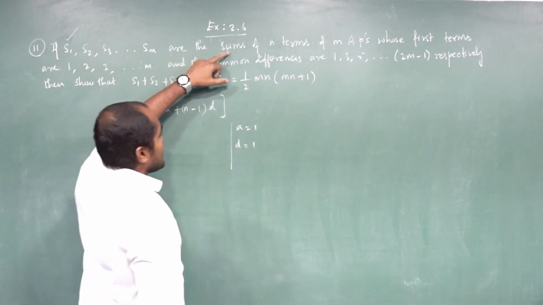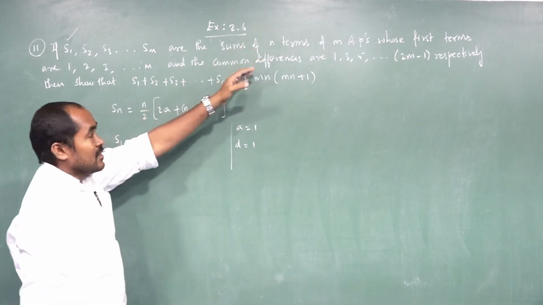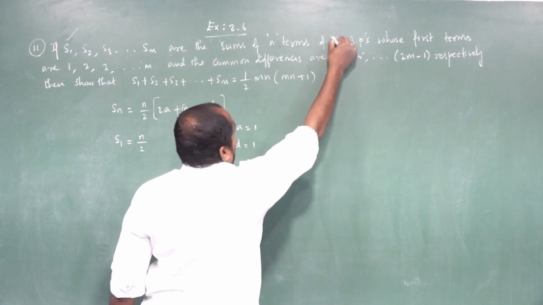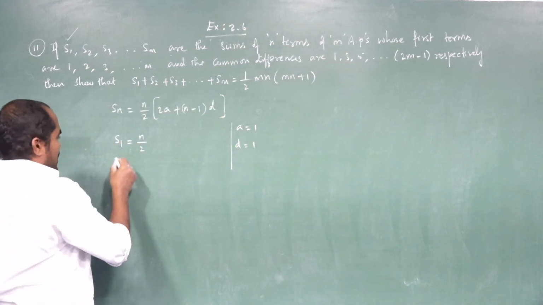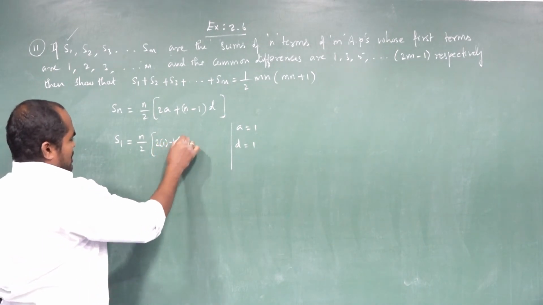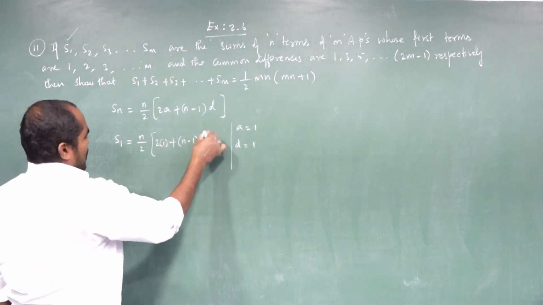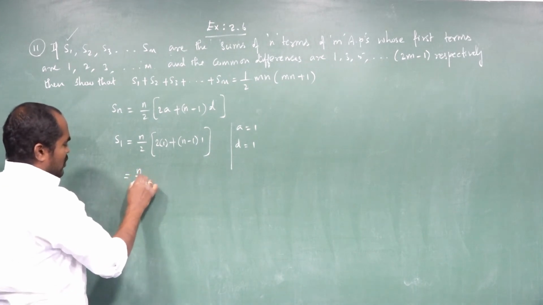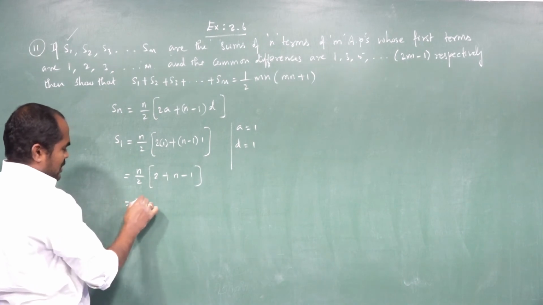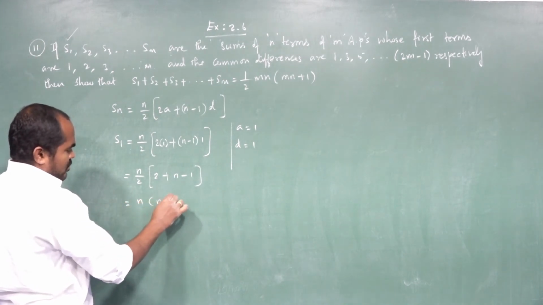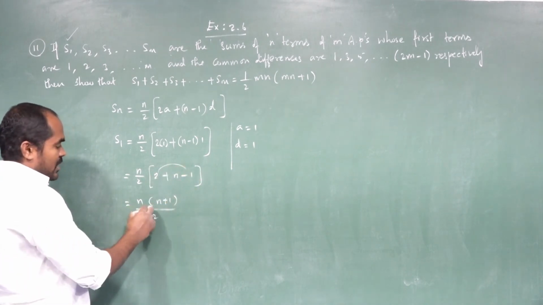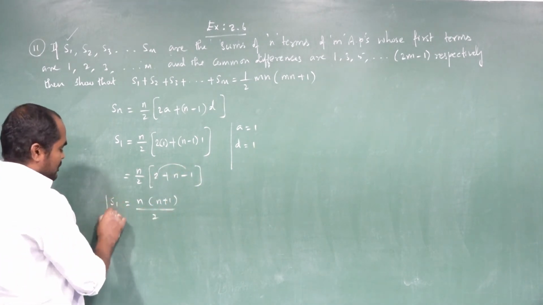Sm are the sum of n terms of the APs. So S1 is equal to n by 2 of 2 into 1 plus n minus 1 into 1. This is equal to n by 2 of 2 plus n minus 1, which is n of n plus 1 by 2, since 2 minus 1 is 1. So n of n plus 1 by 2 is S1.